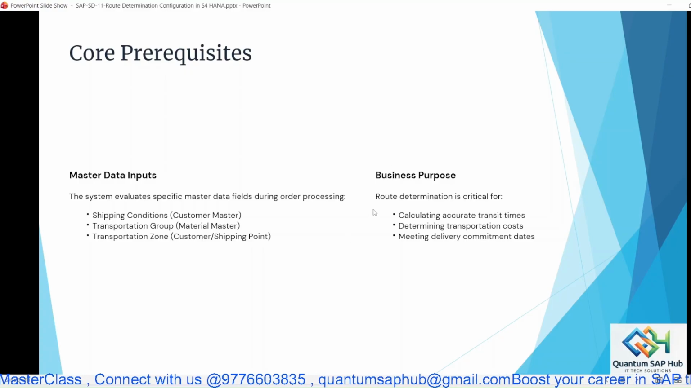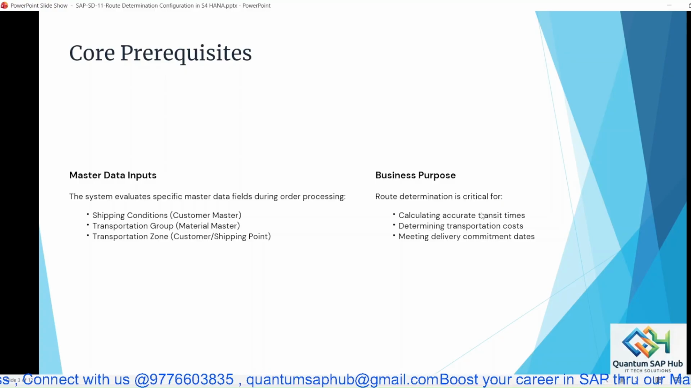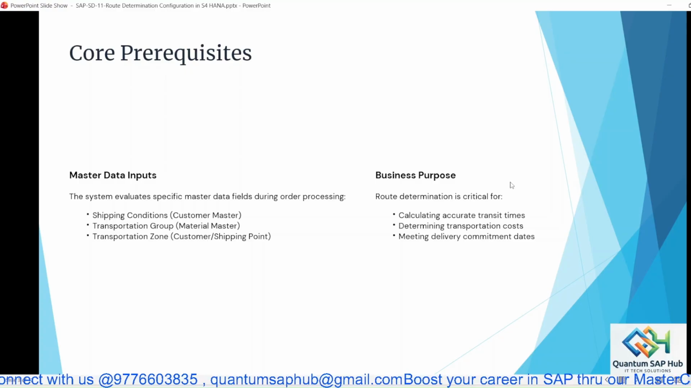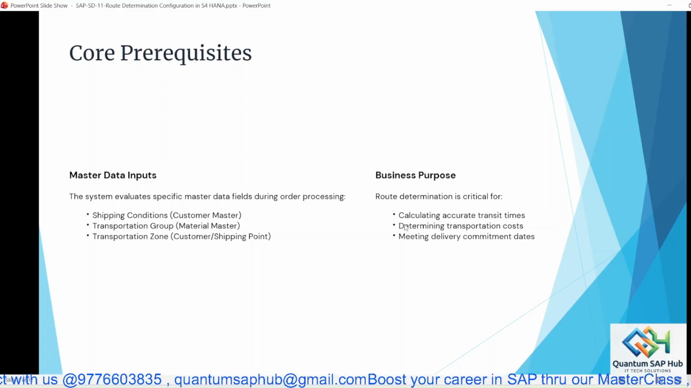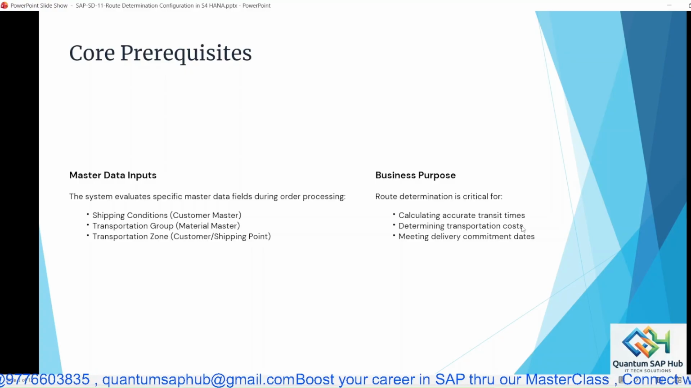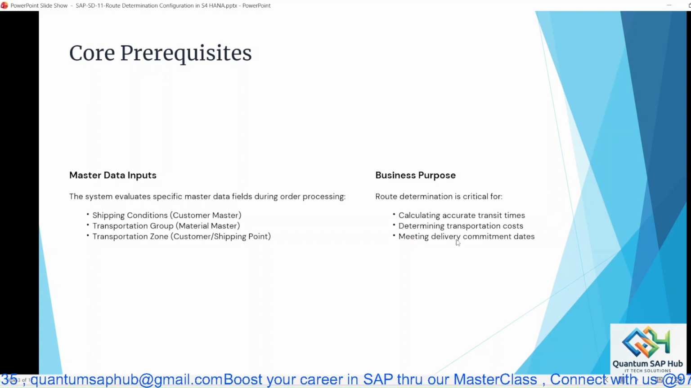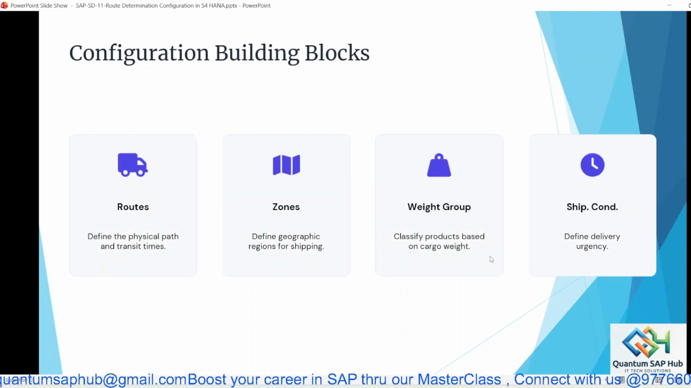The purpose is critical for calculating the accurate transit time, so that you can calculate how much time it takes for delivery, and to determine the transportation costs as well. So it involves the costs, the time according to the costs, and then meeting the delivery commitment dates.